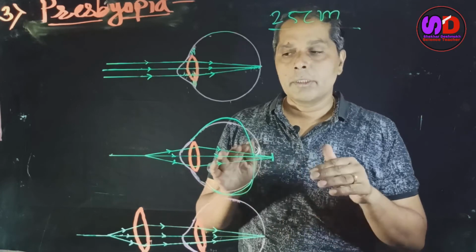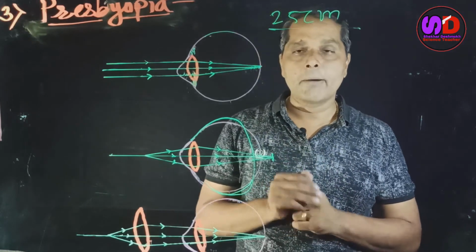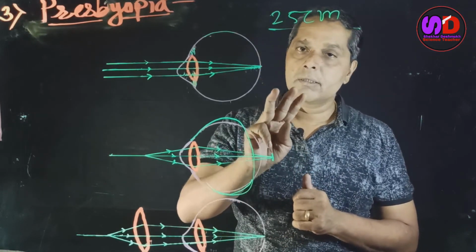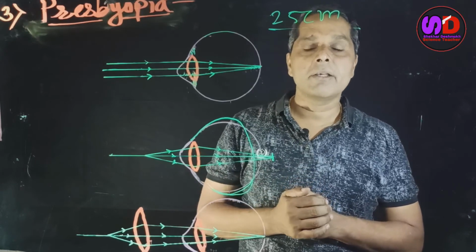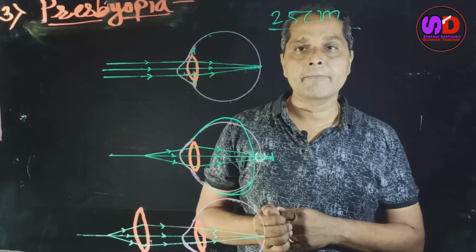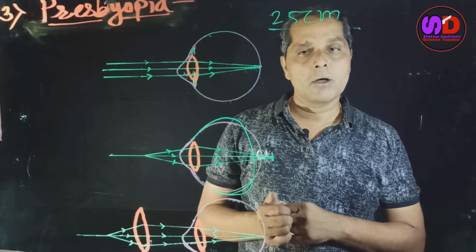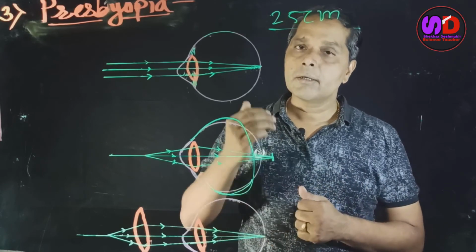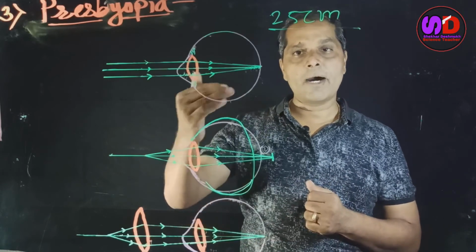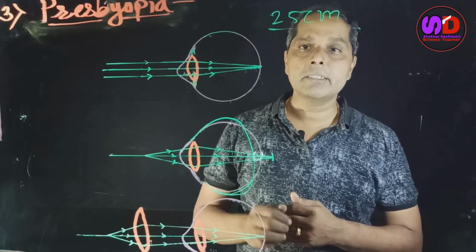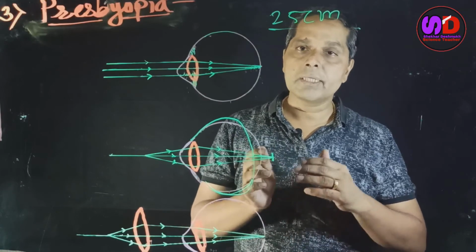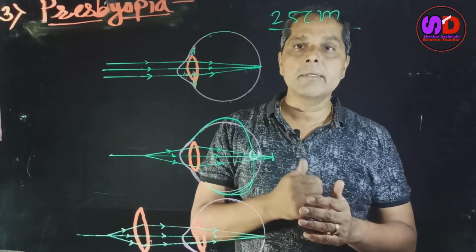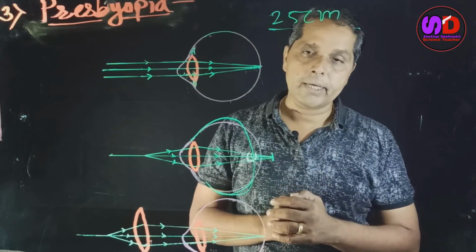So in this video, we discussed three different refractive defects in the human eye: myopia or nearsightedness, hypermetropia or farsightedness, and third, presbyopia, which we can also call old age hypermetropia.